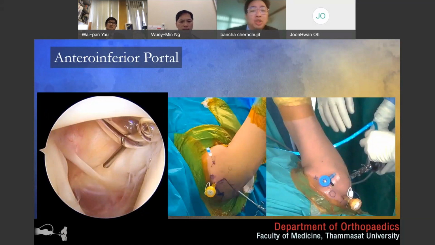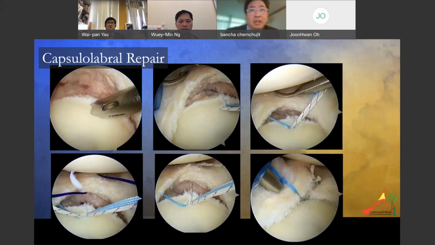And these 2 portals should not be too close. The angle between these 2 portals should be about 70 degrees. If they are too close, you get portal jam. And we start the capsulolabral repair using the Y knot. We start at the 6 o'clock position after completing the labral detachment.